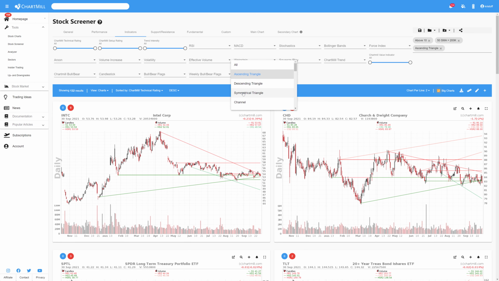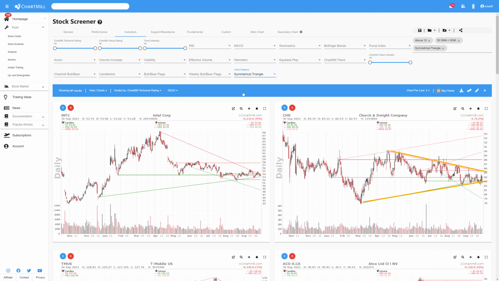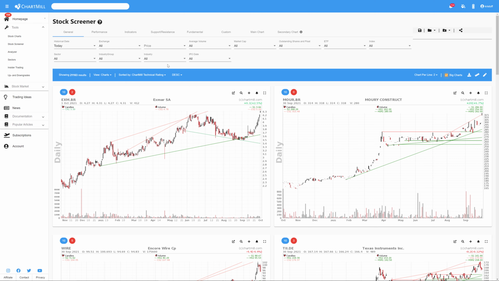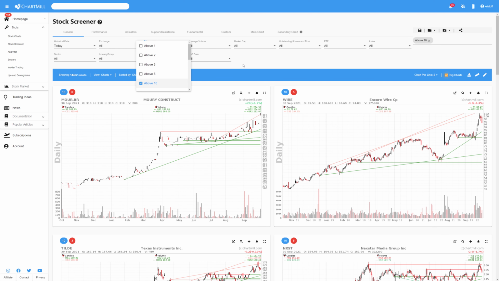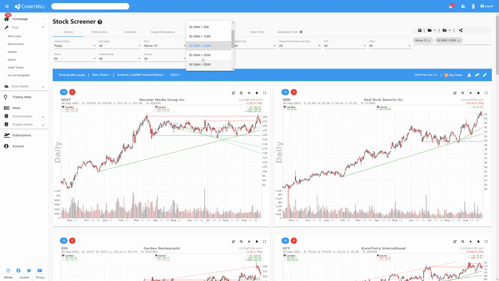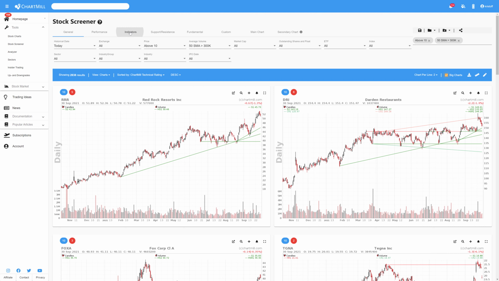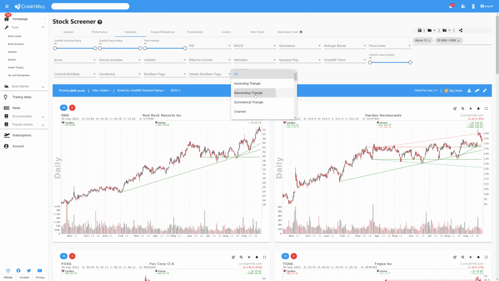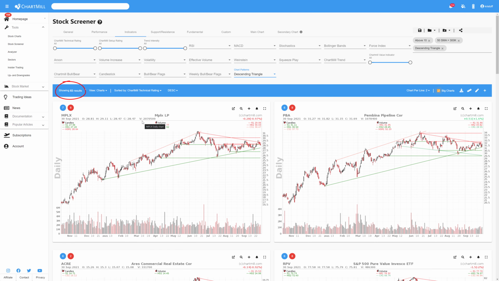The power of ChartMill, of course, is that you can use very specific filters in conjunction with the triangle pattern. Let's look at a few of them. For example, let's take all stocks worldwide with the only conditions being a minimum price of $10 and an average minimum daily volume of 300,000. And where ChartMill detects a descending triangle pattern. With these three filters, 83 stocks still qualify.